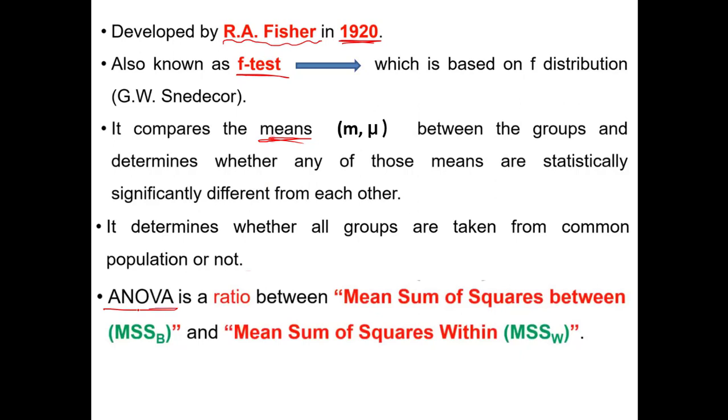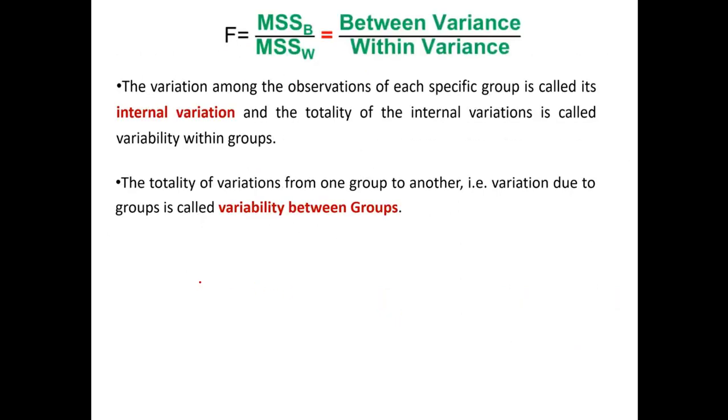So how can we find out the ANOVA? ANOVA is the ratio between the mean sum of squares between samples and the mean sum of squares within samples. We know that the F distribution is the ratio of variances, variance 1 upon variance 2. ANOVA is the ratio of the mean sum of squares between samples upon the mean sum of squares within samples.